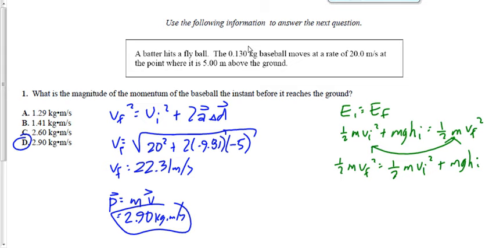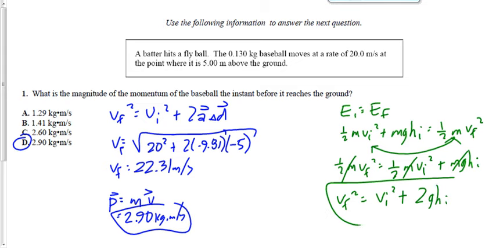Is that legitimate? Is that okay to do mathematically? Sure. I can do whatever I want now to a term as long as I do it to every term. Let's divide by m. The m's cancel. Let's multiply by 2. 2 times a half is 1. I get VF squared. 2 times a half is 1. I get VI squared, plus 2 times GH is 2GH.